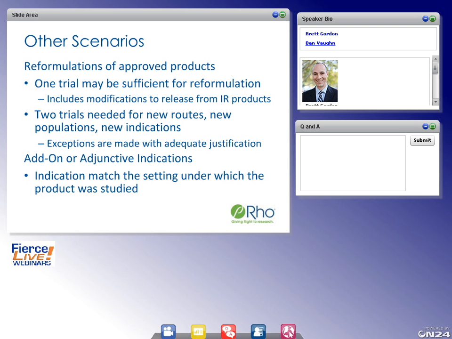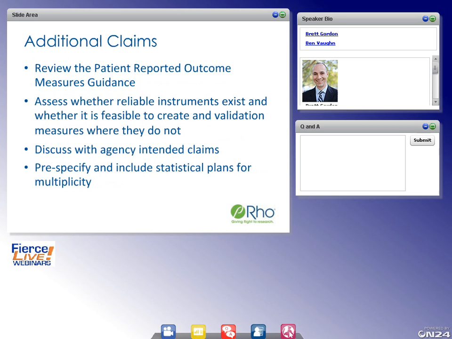For additional claims, we would recommend that you review the patient report outcome measures guidance. Establishing a new PRO can be difficult and expensive. FDA is fine with that, and they encourage that. They want to see more PROs validated and used, but it's difficult, and there's a lot involved, so certainly review that guidance.